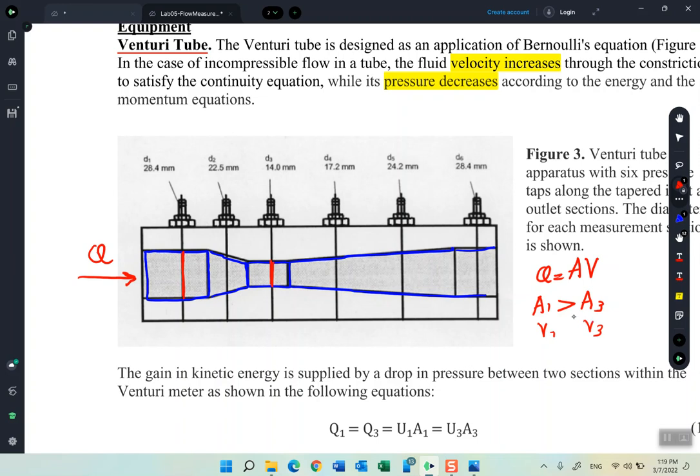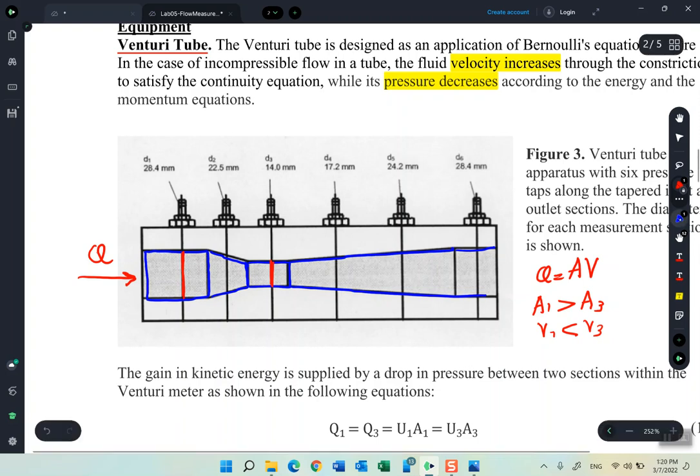Exactly, because we reduce the area, the velocity should increase because we have the same discharge. So in this case, V3 definitely will be larger than V1. Again, the device does not measure the velocity nor the discharge directly. It measures the pressure. So what's the relation between the velocity and the pressure? In other words, what about the pressure at section 1 and the pressure at section 3?